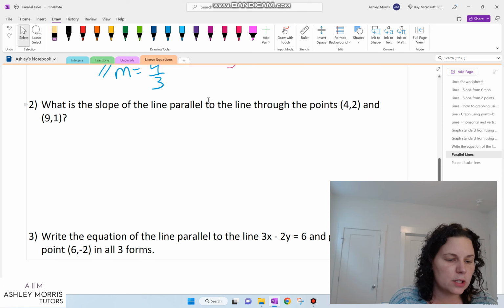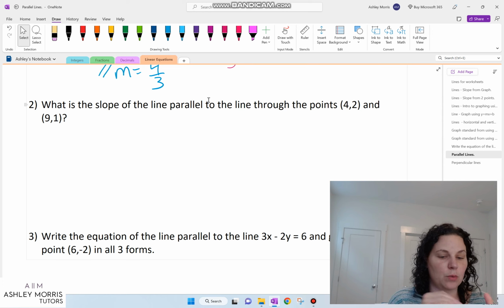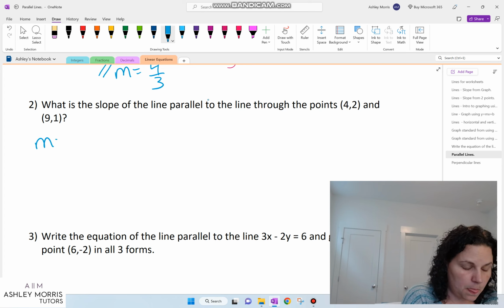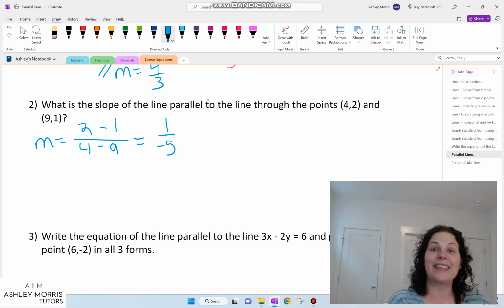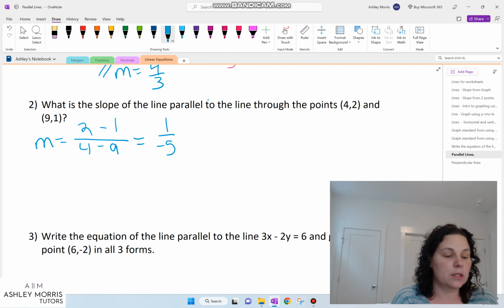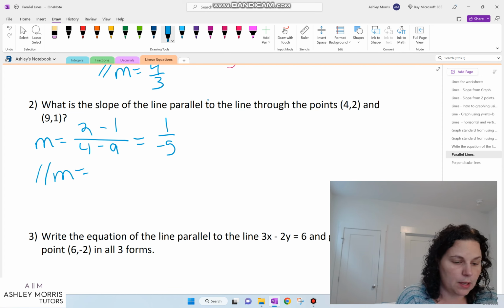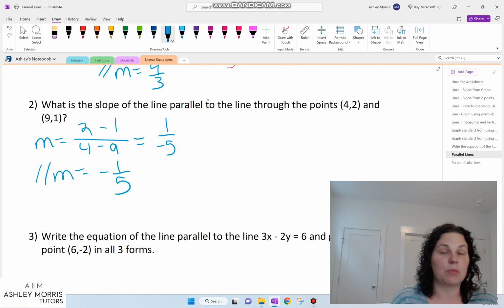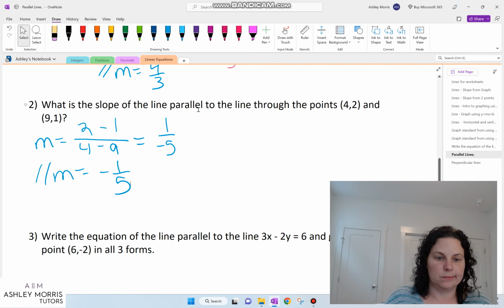All right, so what is the slope of the line parallel to the line through the points (4, 2) and (9, 1)? In this case, we're given 2 points and we need the slope of that line. So let's do the slope formula. Down, up, and then subtract. So we get 1/-5. This is the slope of the line they were giving me. What's the parallel slope going to be? The exact same thing, -1/5. Same slope.